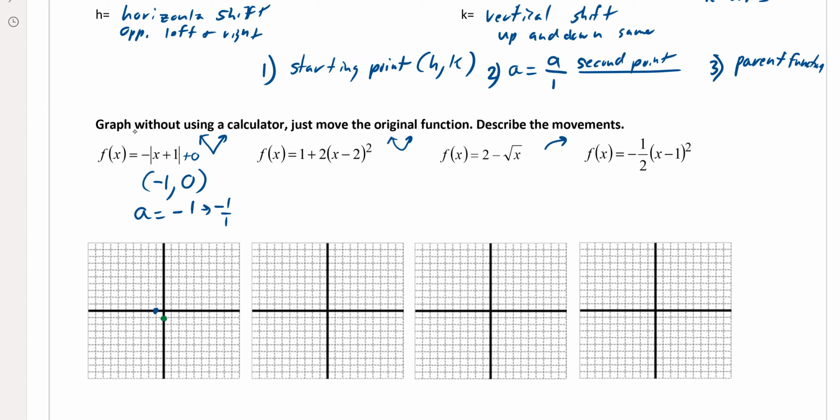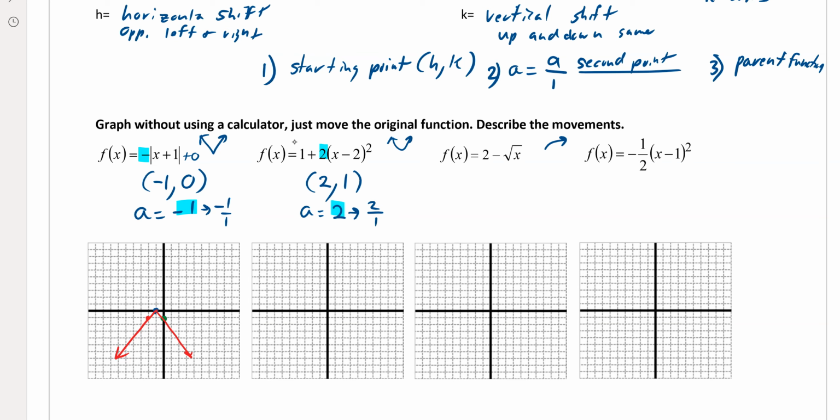And then we place our parent function through it. So this one is a V. So we got to put another dot over there and do that. And that's it. That's how quick they are. So our starting point here, in this case another vertex, would be opposite for whatever's inside. So that's 2. And then the same for whatever's outside, which is 1. And then our A here is 2. So our A is always that number that's in front of the parenthesis. And so again, we're going to go up 2 over 1 for our next point.